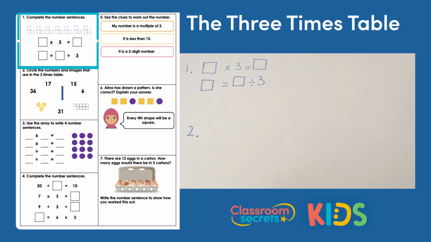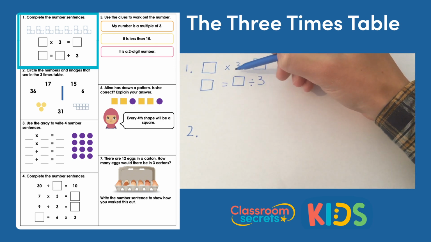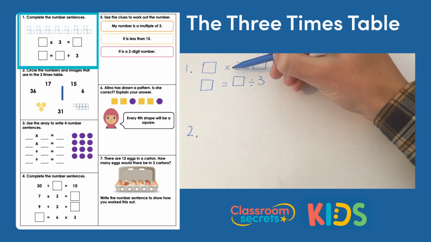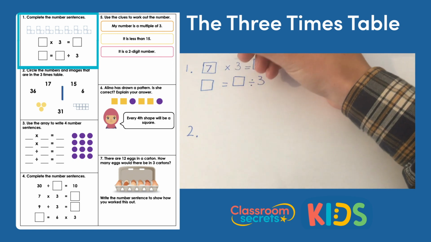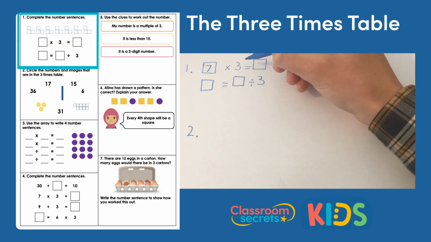Question 1 asks us to complete the number sentences, and you need to use the number pieces to help you do that. There are 7 number pieces in total, and each number piece is showing a set of 3. So we have 7 lots of 3. Those are the individual circles shown by the number piece. There's 3 in each number piece, and there's 7 lots of them all together. So we're going to have 7 times by 3.